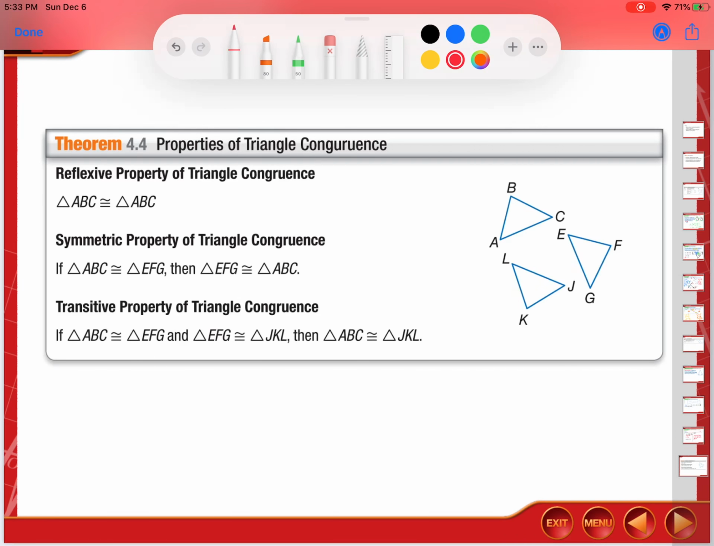Then our transitive property of triangle congruence is the only one that kind of changes a little bit. And it doesn't necessarily change. There's just a lot more writing that goes into it. I'm going to label these triangles 1, 2, and 3. If triangle 1 is congruent to triangle 2, and triangle 2 is congruent to triangle 3, then triangle 1 is congruent to triangle 3, based on the transitive property. So it hasn't really changed either, but it's just a lot more writing.